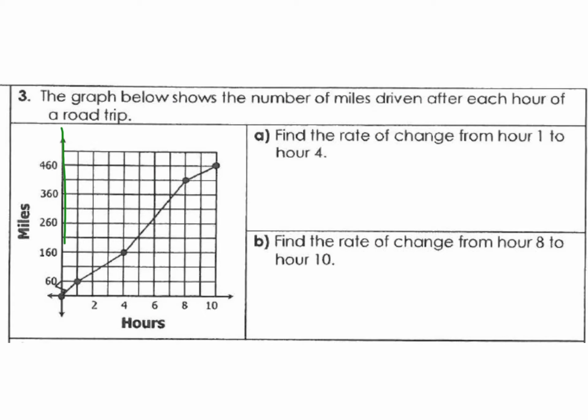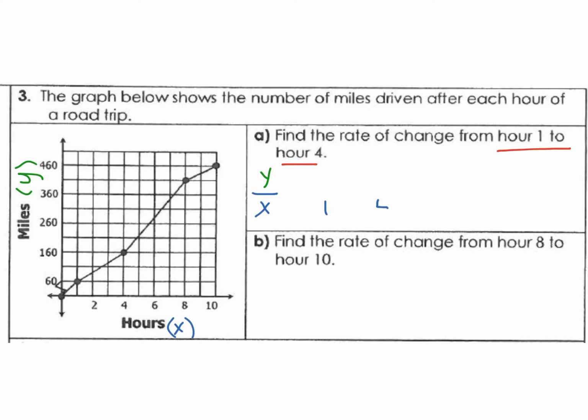Remember, delta Y goes on top, delta X goes on the bottom in our slope. So this is the x-axis down here. All right, so we're going to find the rate of change from hour 1 to hour 4. Hours are my x variables, so I know I'm going to go from 1 to 4.